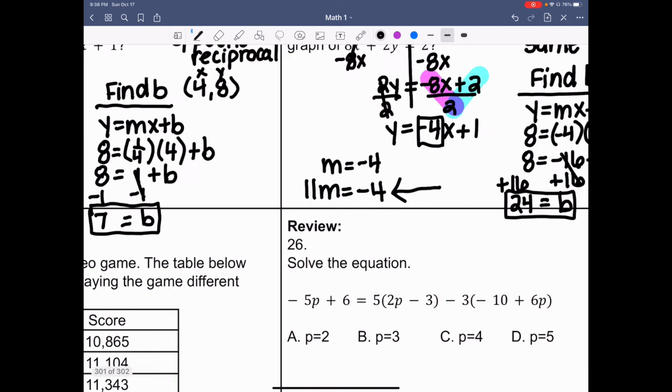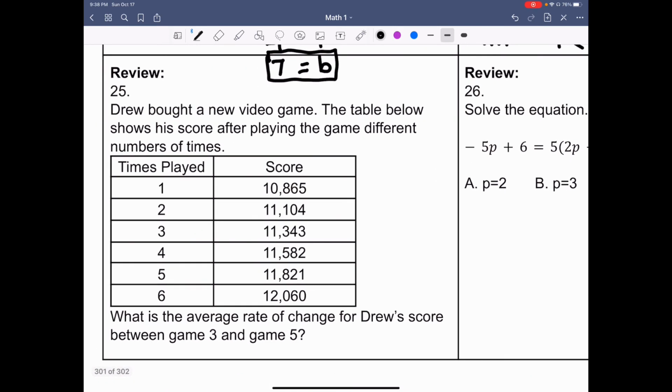All right, and just a few review problems. So it says, Drew bought a new video game. The table below shows the score after playing the game different number of times. They want us to find the rate of change for 3 and 5. So we're going to go here and find 3 and 5, and we're going to calculate this.